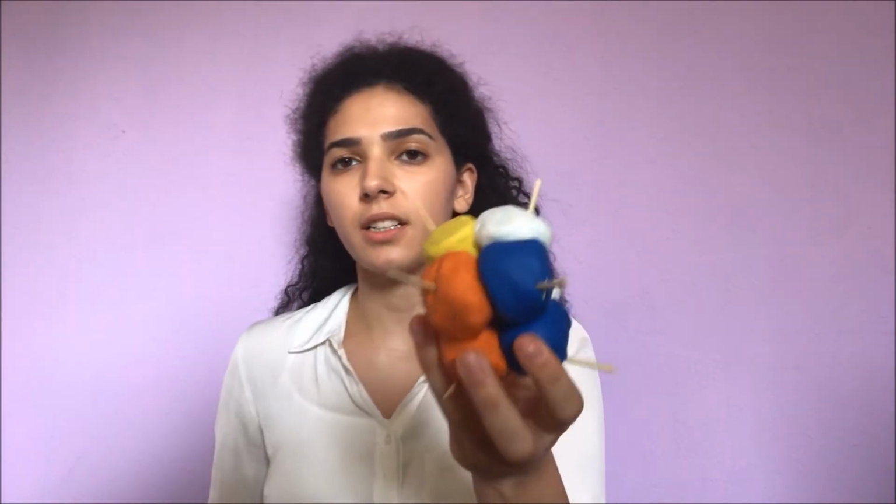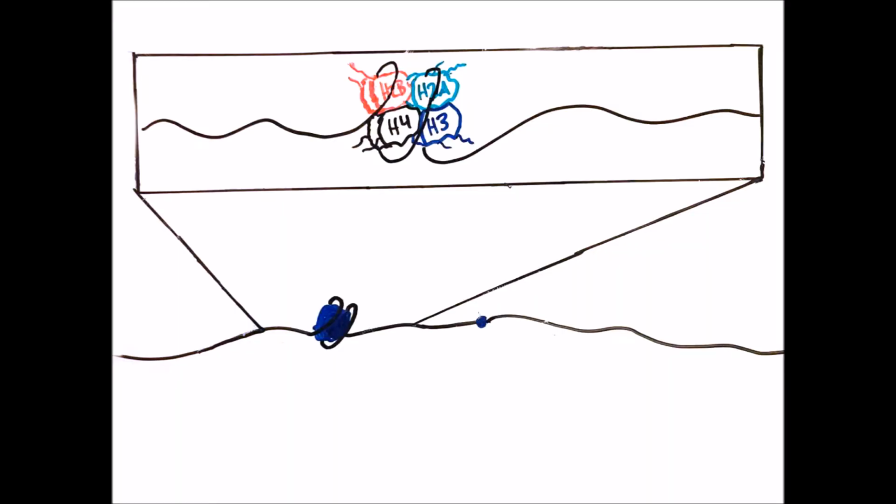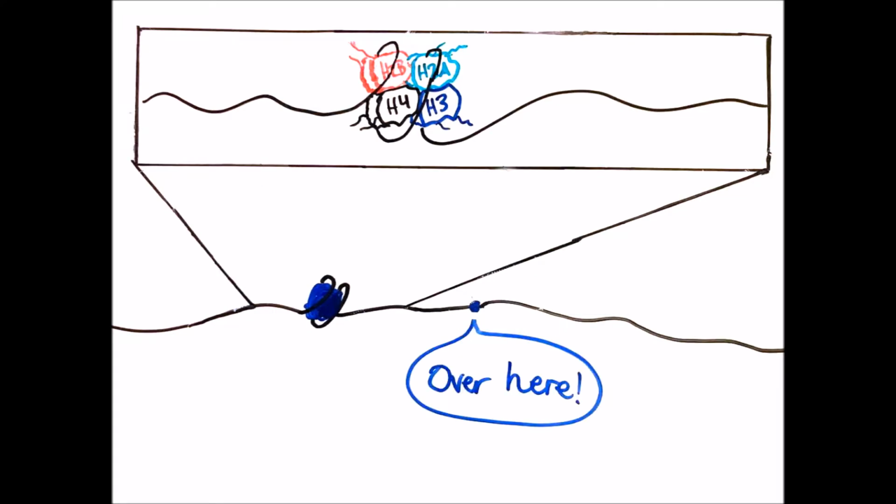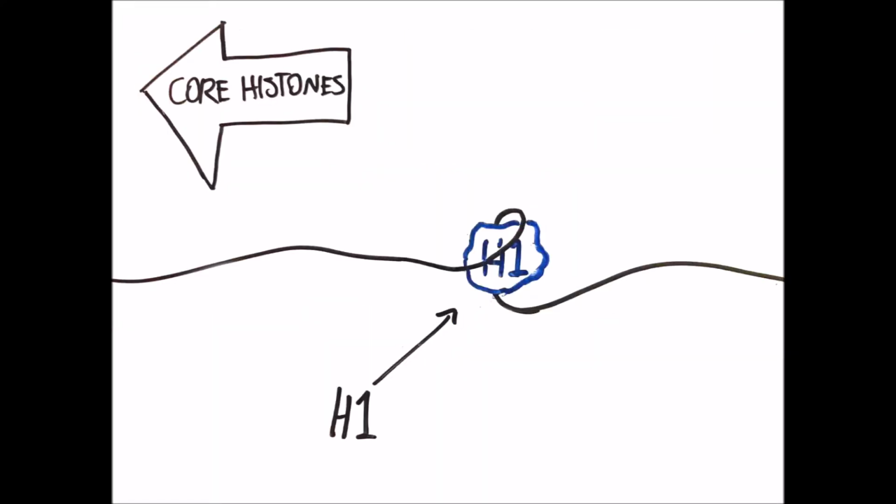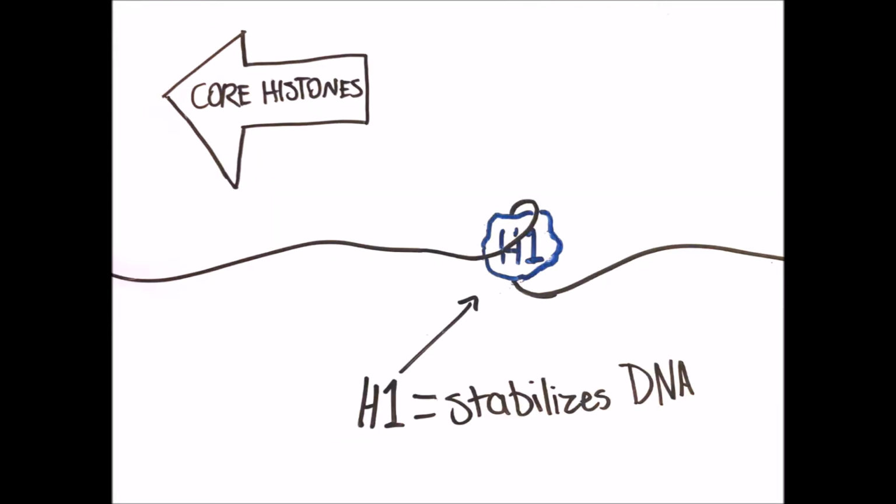See, histones are made of an octamer of 4 core histone proteins, arranged kind of like this, 2 of each. H2A, H2B, H3, H4. What? Where's H1 though? Oh, there it is. H1 isn't technically a core histone, it's a linker histone. It's found alone a little bit down the DNA, and it helps stabilize the DNA.